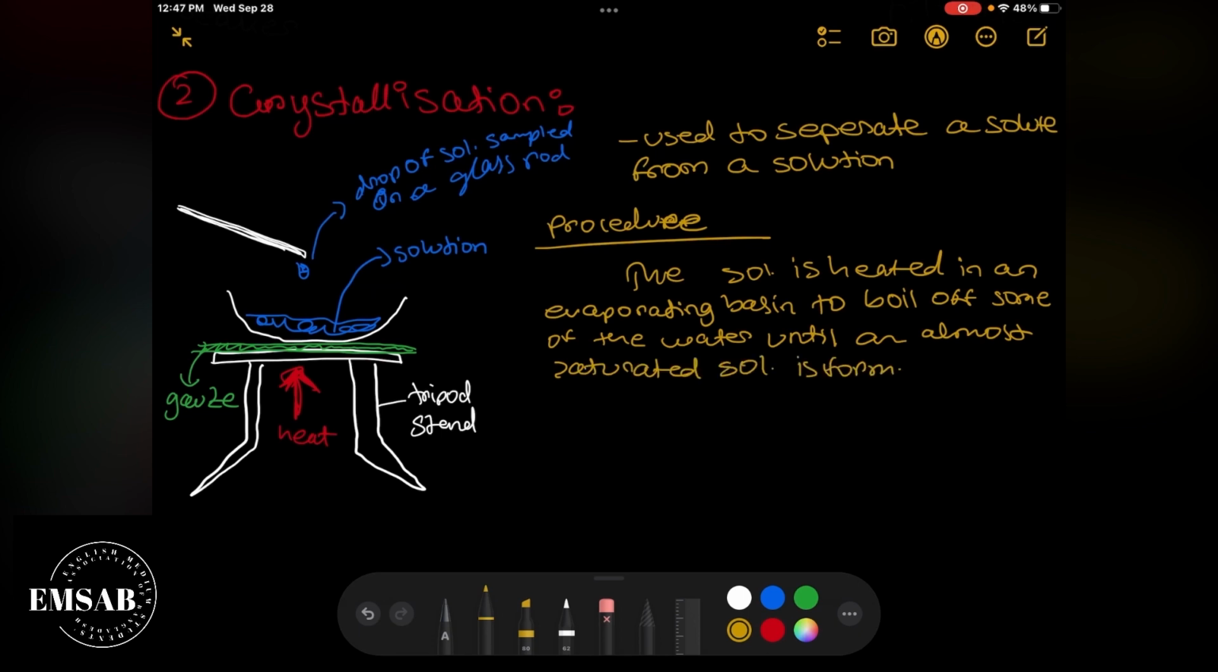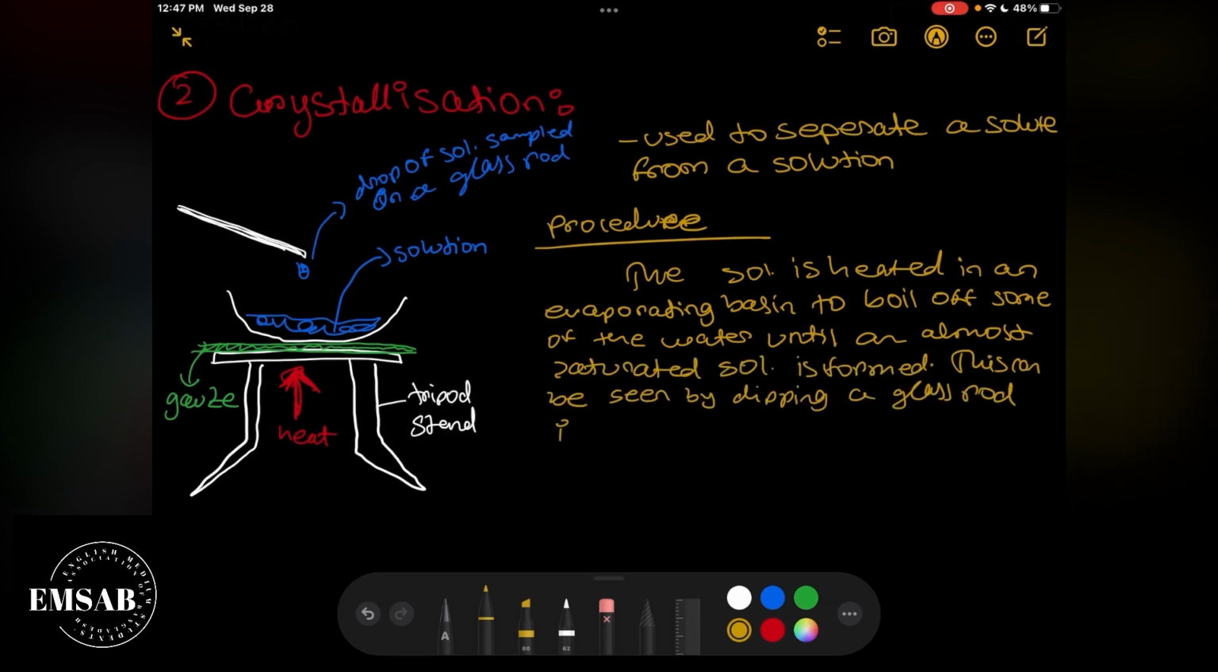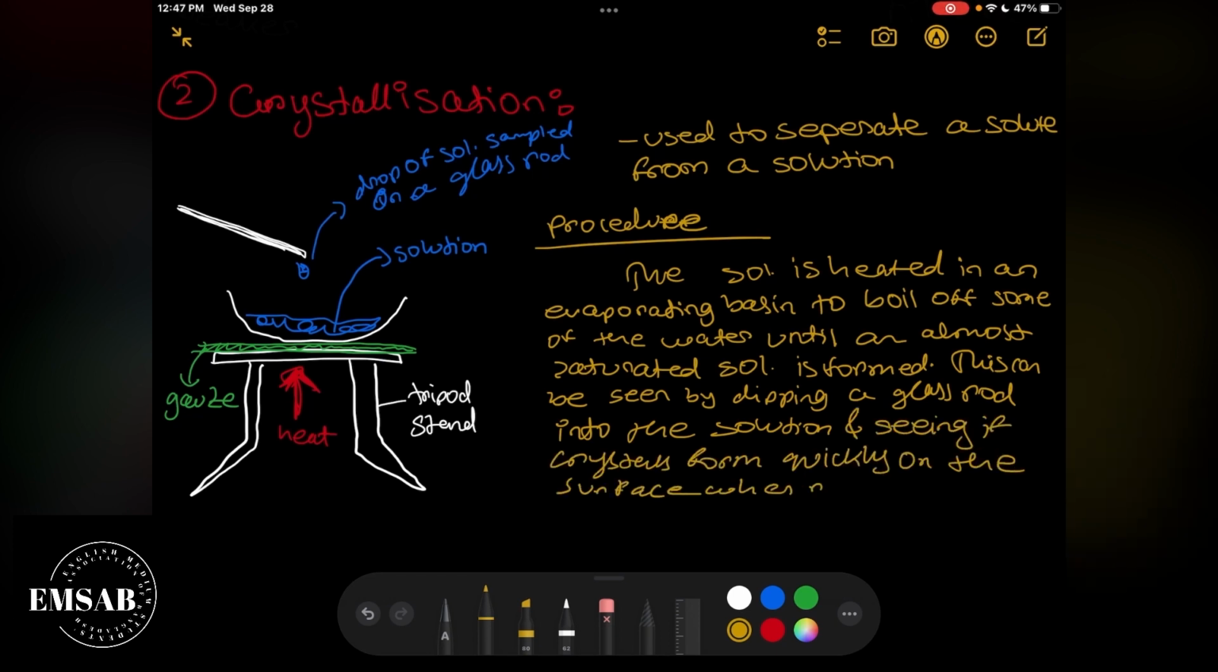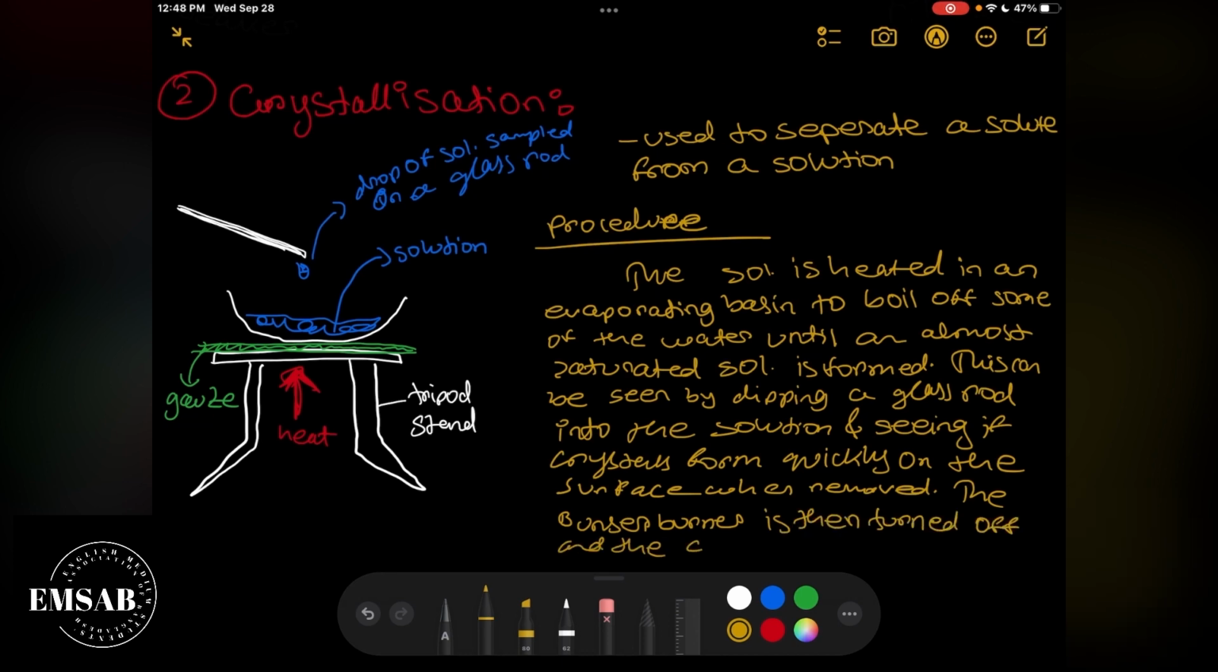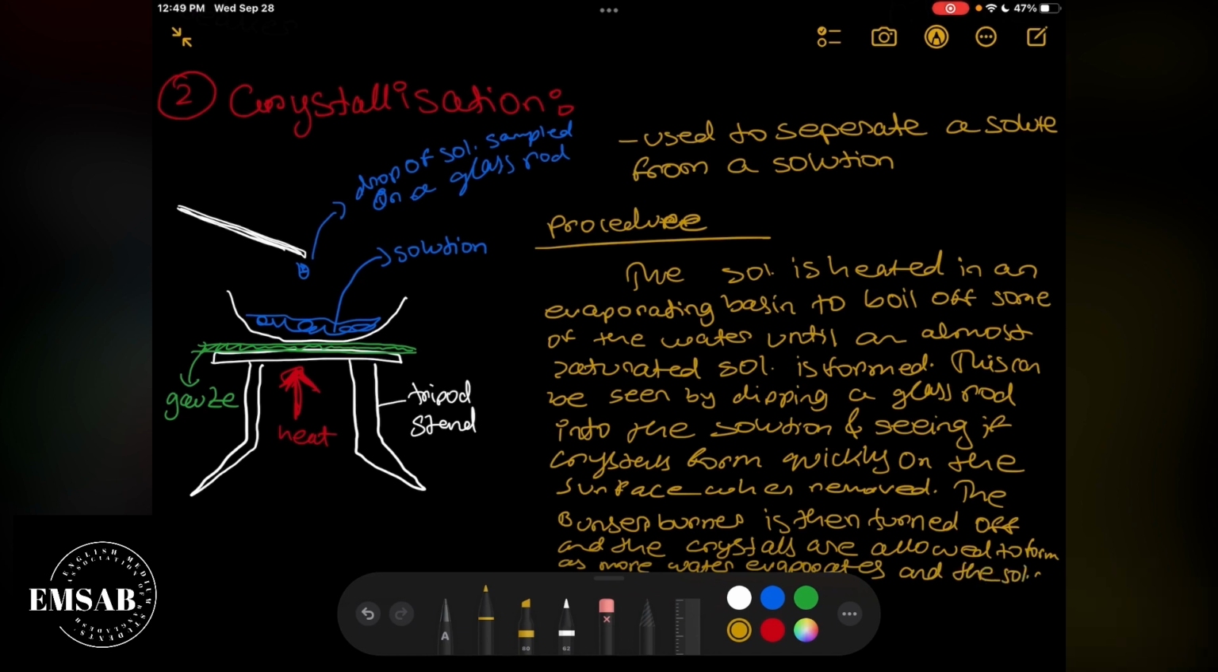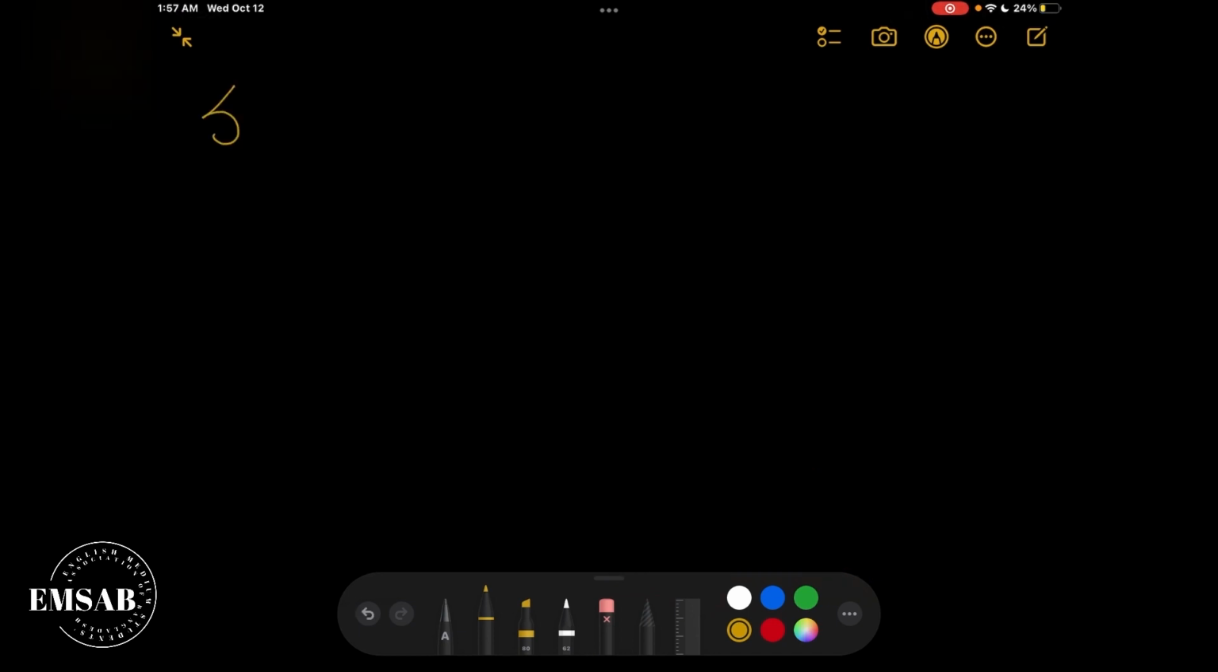This can be seen by dipping a glass rod into the solution and seeing if crystals form quickly on the surface when removed. The Bunsen burner is then turned off and the crystals are allowed to form as more water evaporates and the solution cools. The crystals are now removed via filtration.